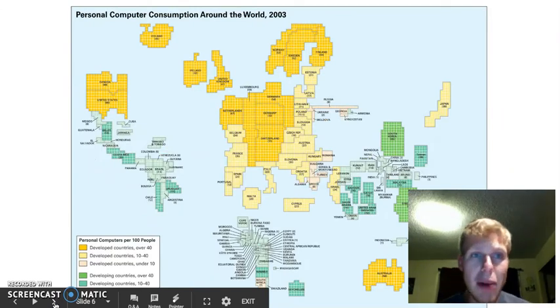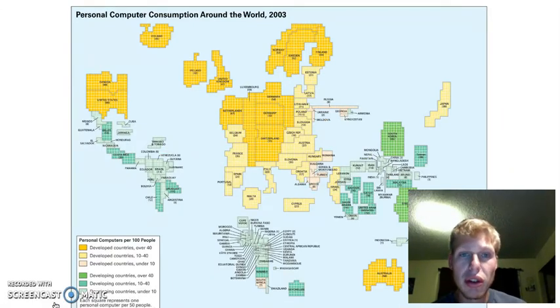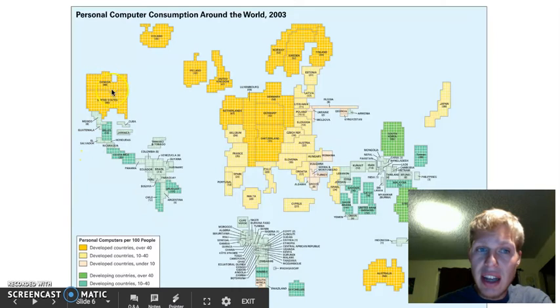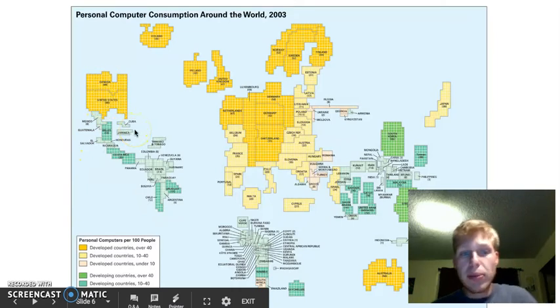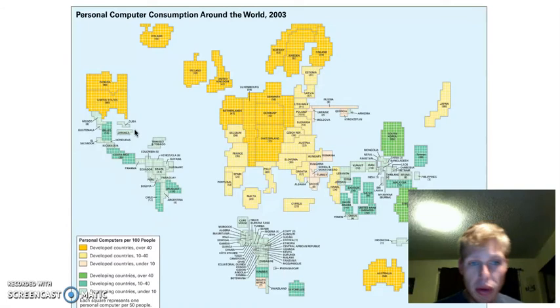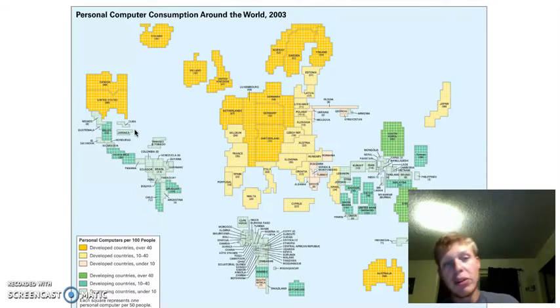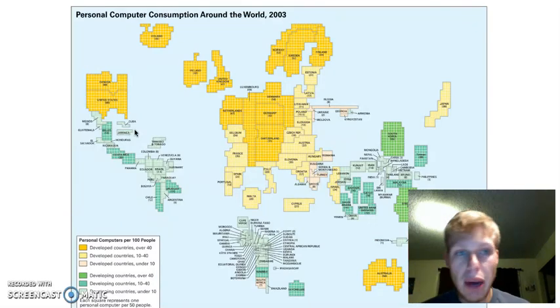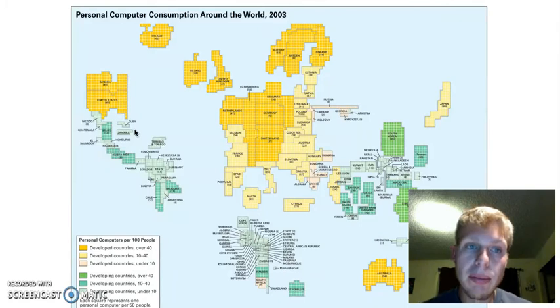This map is about personal computer consumption around the world in 2003. And it shouldn't be surprising to see that the United States and Canada are fairly large, with over 40 people using computers around the world in 2003. And each square represents one personal computer per 50 people. So that's 40 times 50 for that one square for the United States and Canada and the other developed countries.